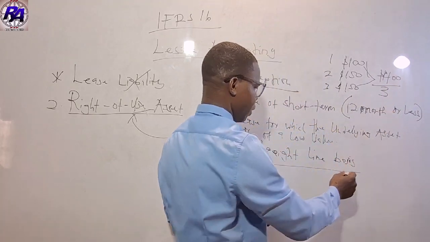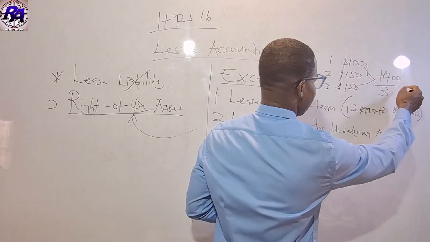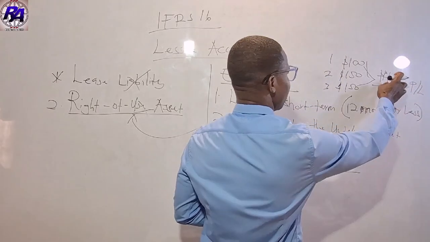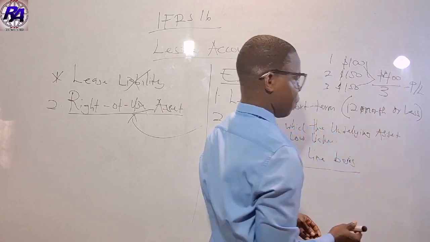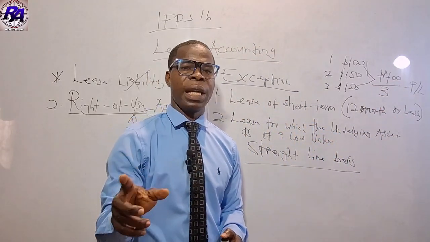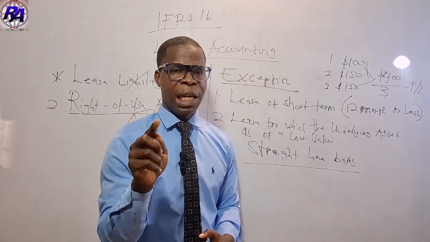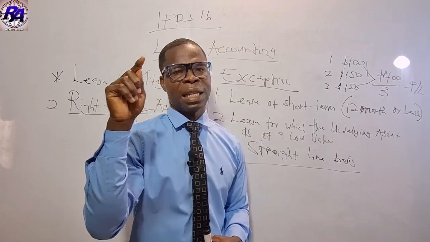Then we will take the yearly expenses to our P or L account. So year one, after dividing 400 by three, whatever we get, year one will be taken to the profit or loss account as an expense. Year two will be taken to the profit or loss account as an expense.